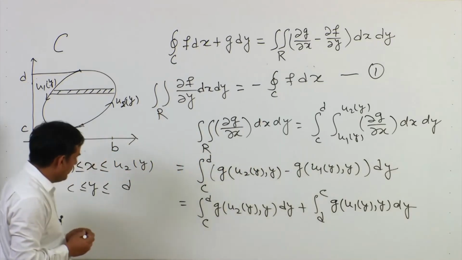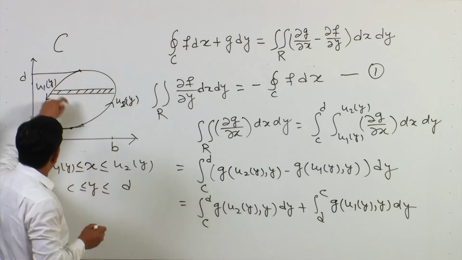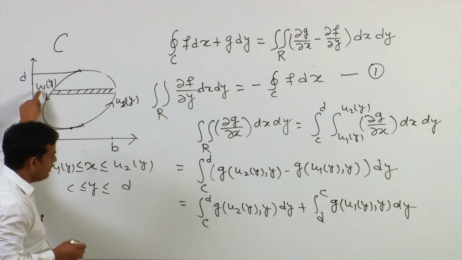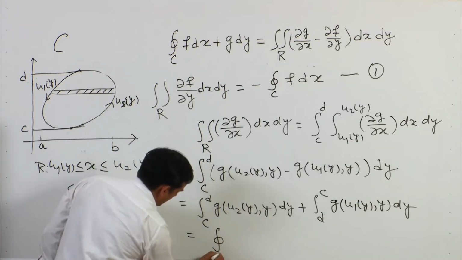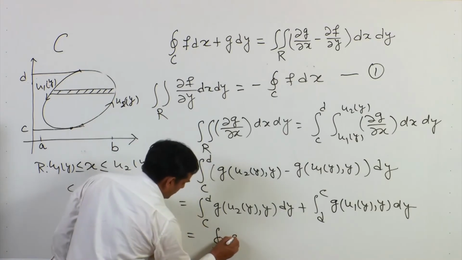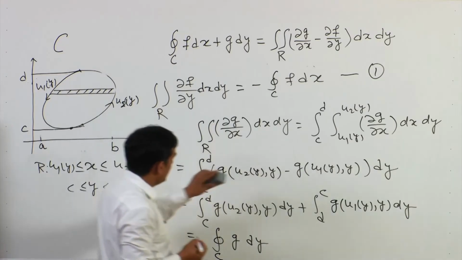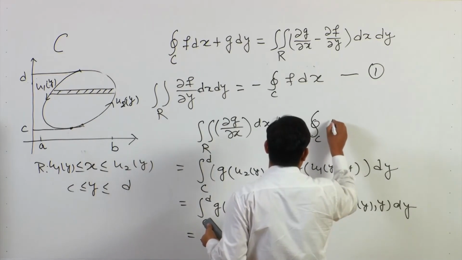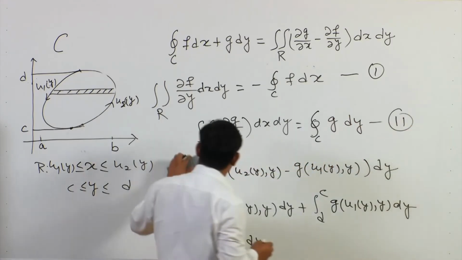So, what we are doing? We are going from c to d along u2(y), means in this direction, and then from d to c I am coming along u1(y). So, basically it becomes the integral over C of g dy. So, here this thing becomes, let us say, relation number 2.